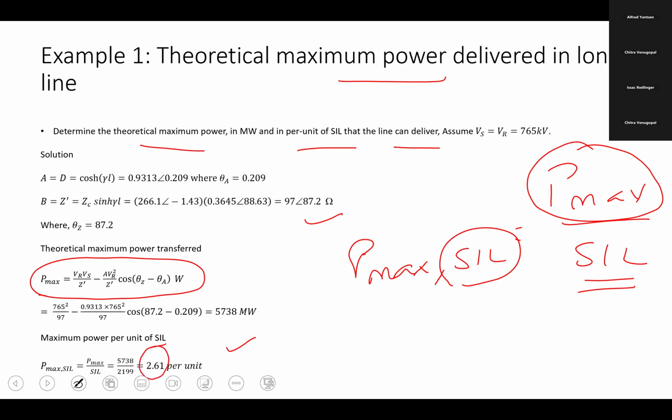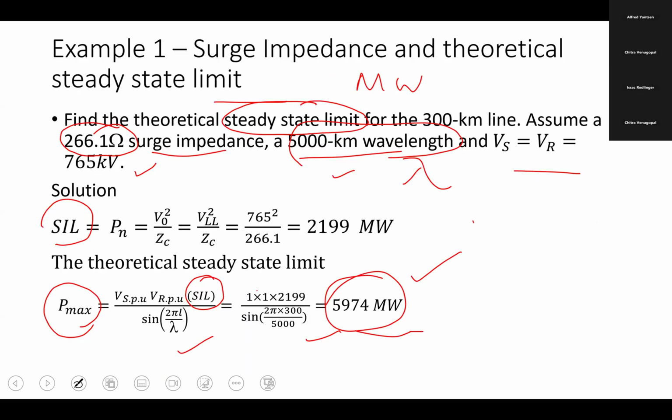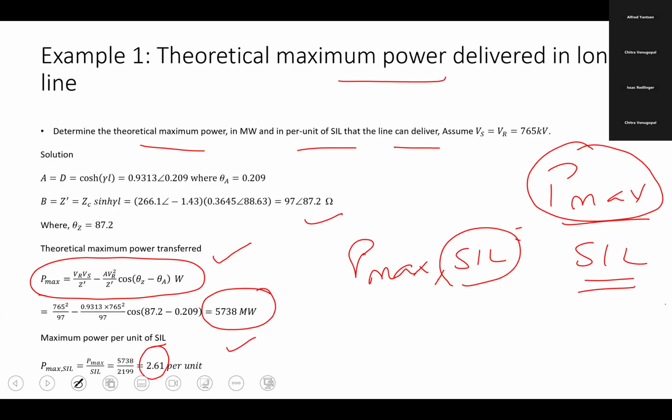So this theoretical maximum power transferred is different from, look at here, this is the value you are calculating. This value is different from this value for the same voltage Vs and VR. You understand why? We are talking about the steady state power here. This is steady state power. Here we are talking about the maximum power. So we are seeing a little bit of difference between the steady state power and the maximum power.